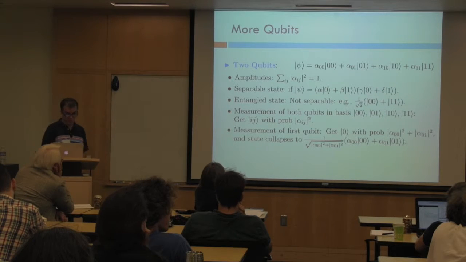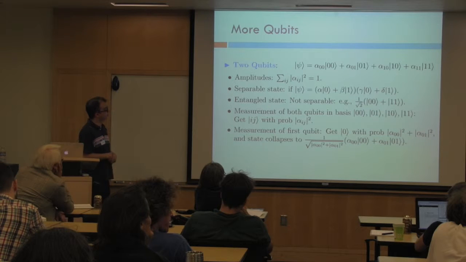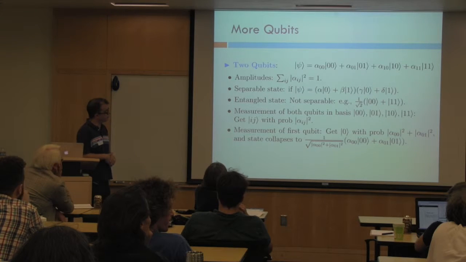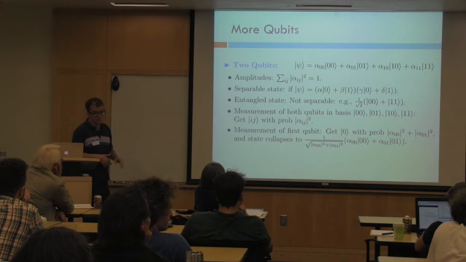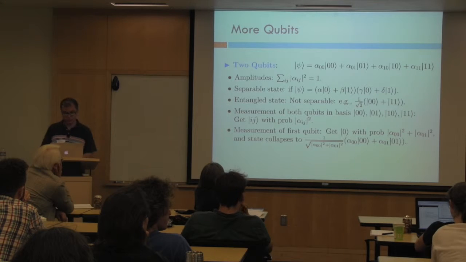You could measure 1 qubit at a time. If you just measure the first qubit, for example, then you'll get 0 with probability that.